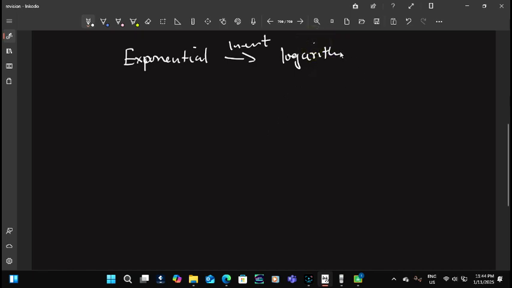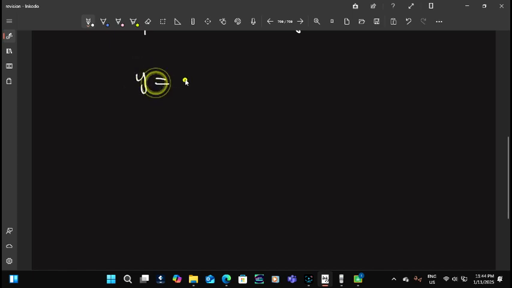Okay, a logarithm. So now, for example, I have y is equal to a to the x. And then they say to me, find the inverse of this function. What is the first thing to do? It is to swap x and y first. So I will say x is equal to a to the y.